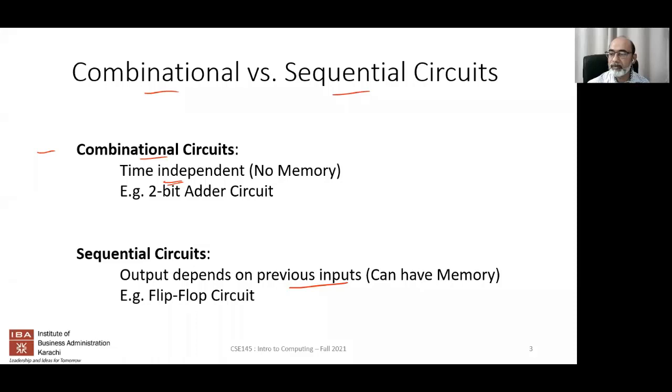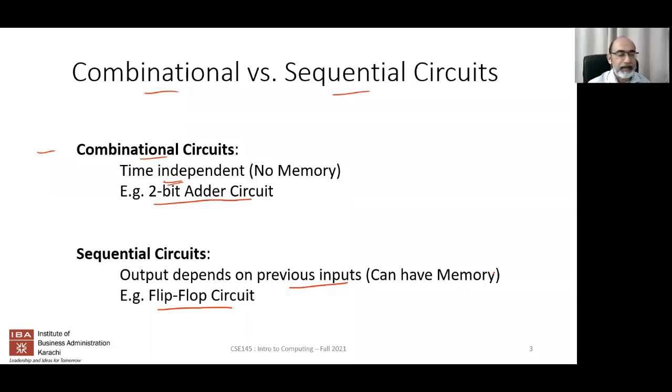So, in sequential circuits, the output doesn't just depend on the current inputs, it also depends on the previous inputs. In other words, you can use that for saving data in memory. The simple example was that of a flip-flop circuit, and for combinational circuits, the simple example was a 2-bit adder circuit.